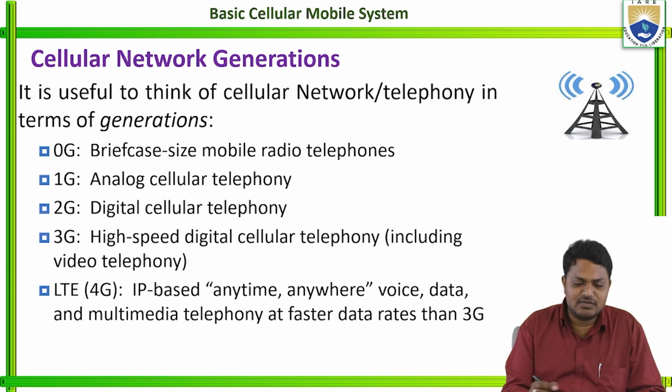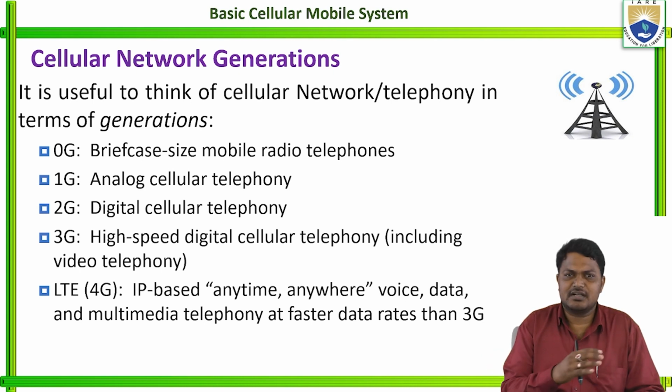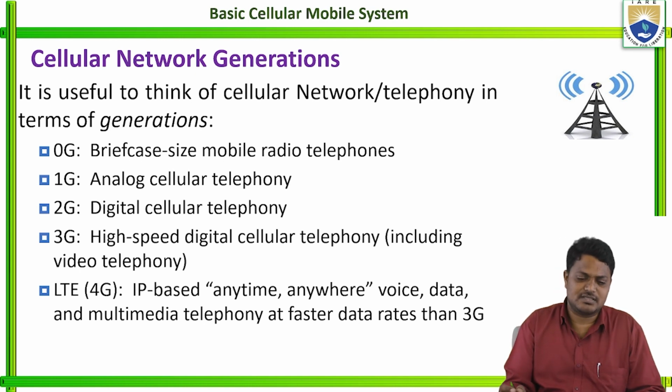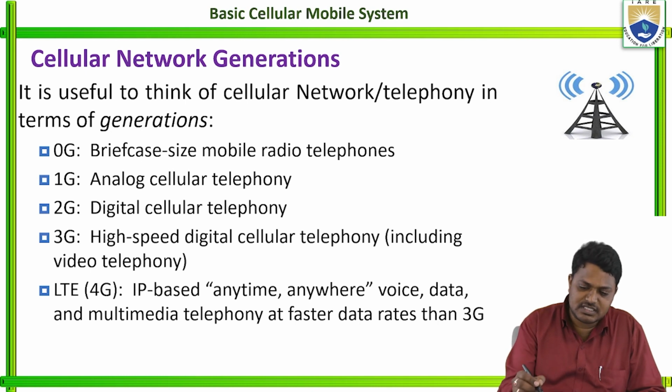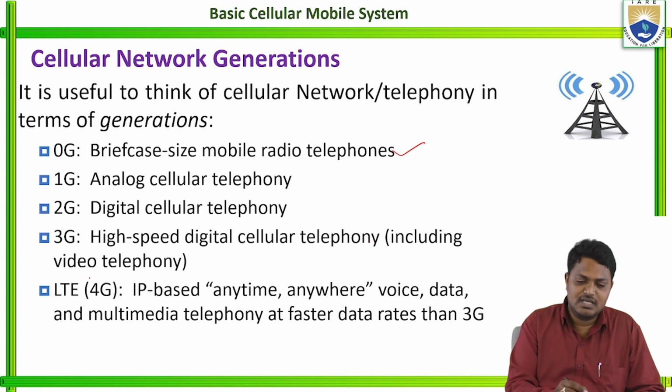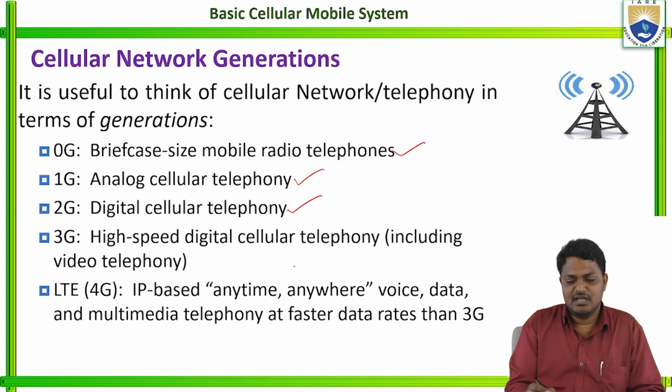Basically, 0G is nothing but briefcase size mobile radio telephones, used for transferring data from the source to the destination, or from one place to another place. The next one is 1G, the first generation mobile communication, where analog cellular telephony is used. 2G is the second generation, and the third generation is high speed digital cellular telephony, with video telephony establishment.